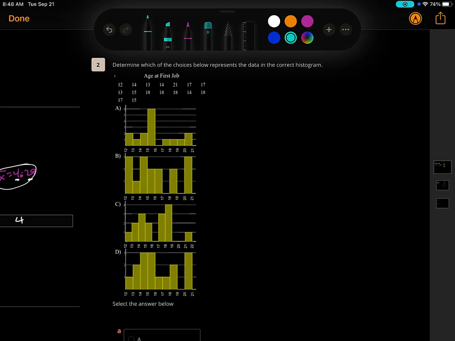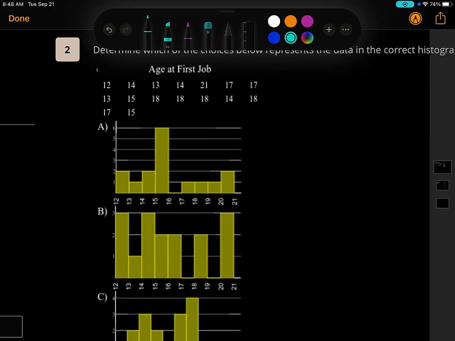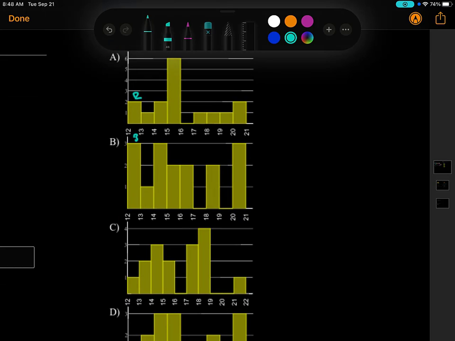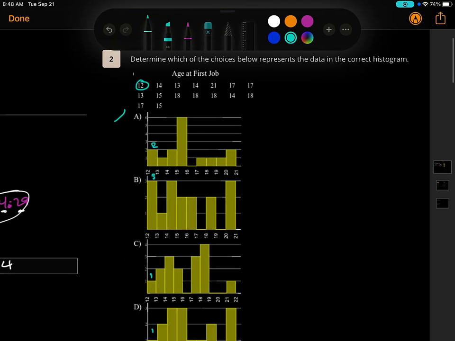Determine which of the choices below represents the data in the histogram. All right, so you could do this in a couple of ways. Let's just do it from smallest to biggest. So I only have 1, 1, 2. This one has 2, 3, 1, and this one has 1. So I can already eliminate A and B.